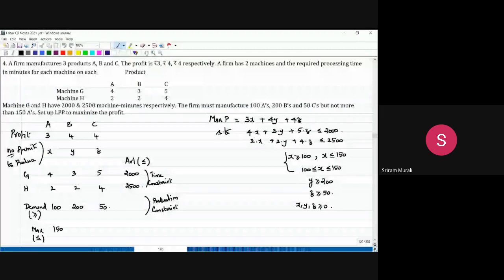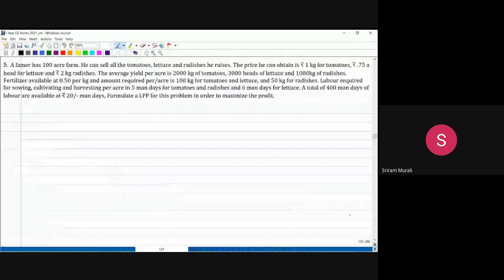Now this is the next question. How to convert? I already did around 4 questions in the last class, so this is another question.